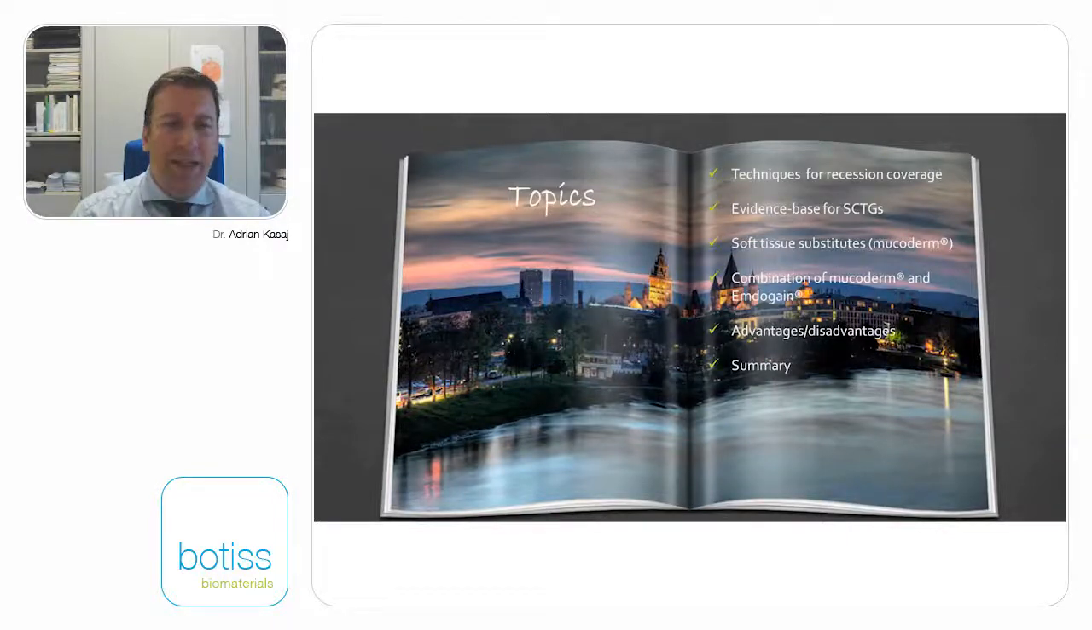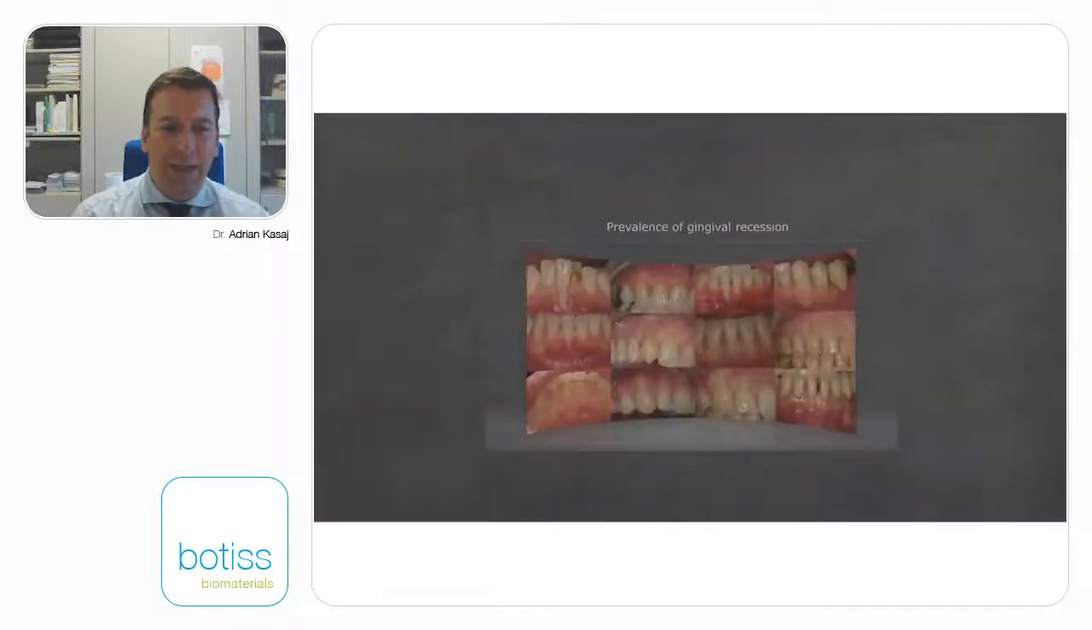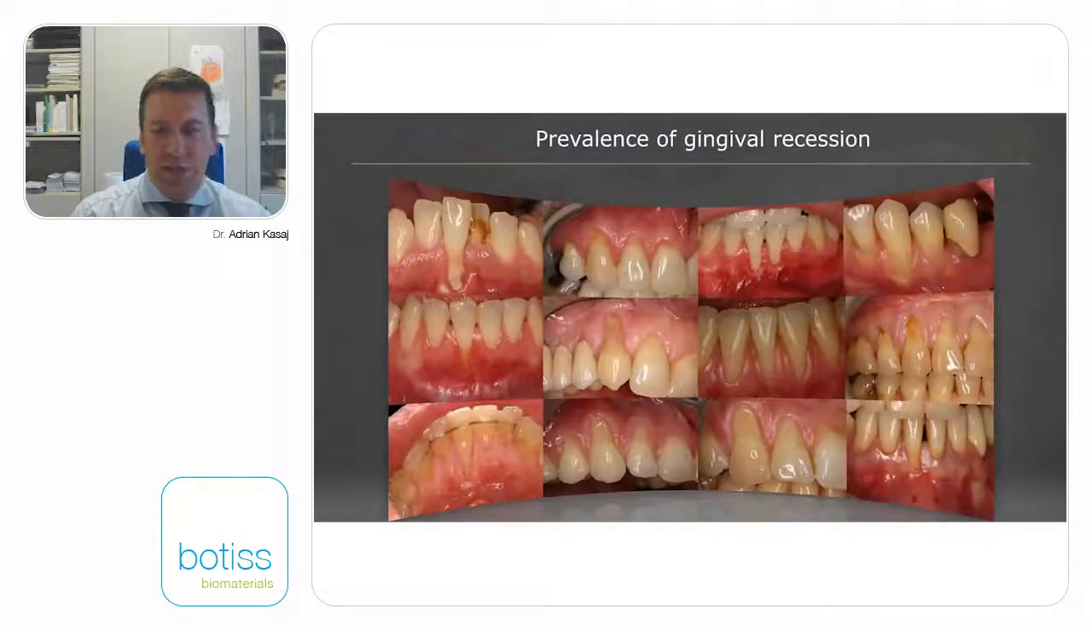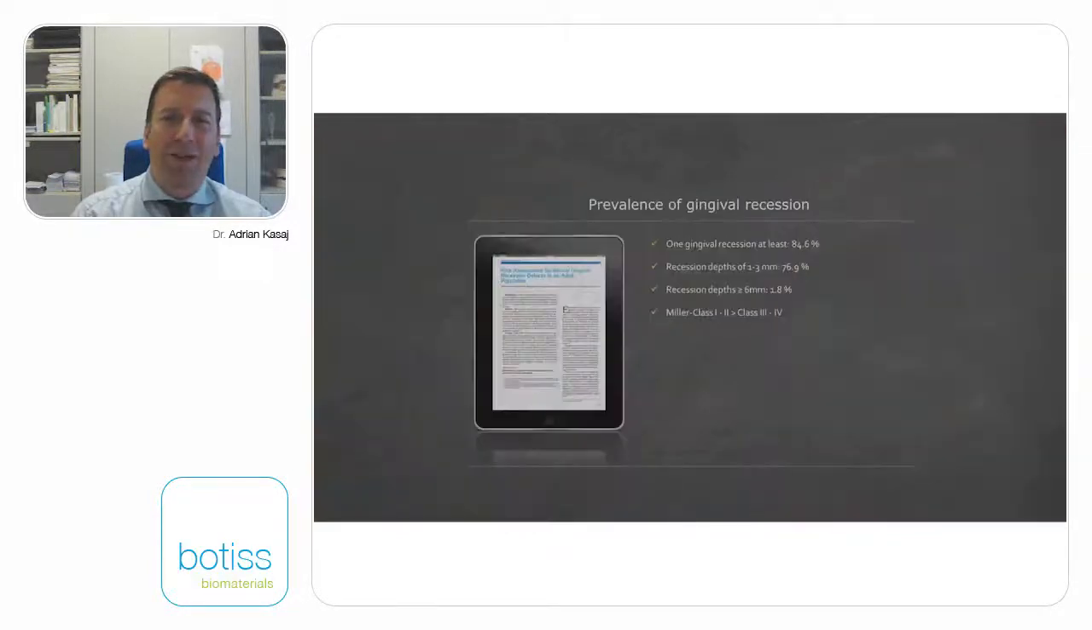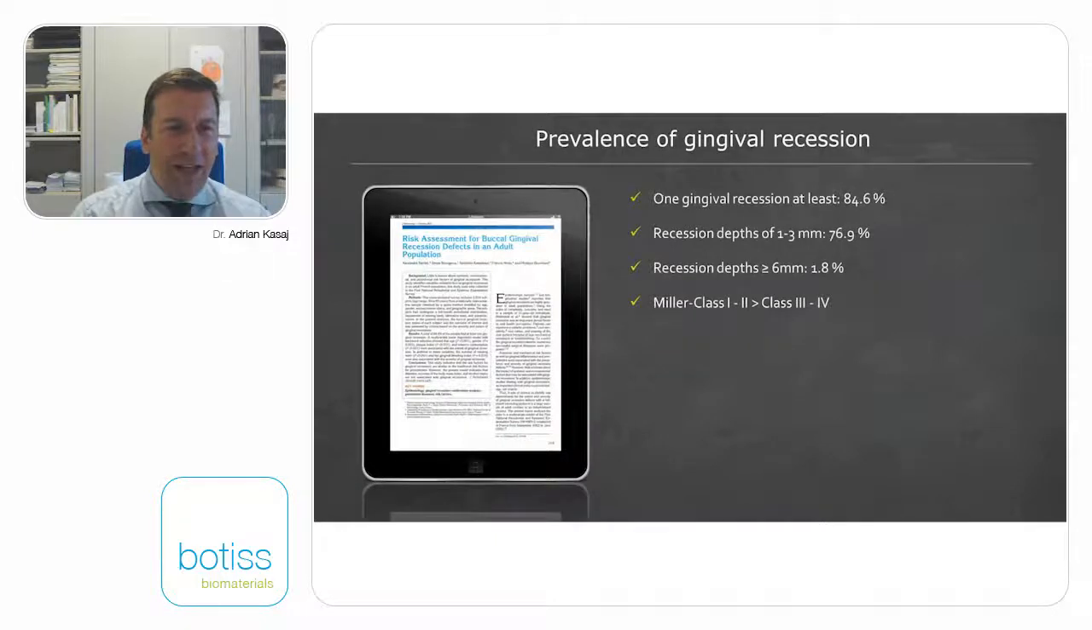For sure, we all have this kind of recessions in our daily practice. So you see single gingival recession, multiple recessions on the vestibular side, but also on the palatal and lingual side. If we take a look at data about the prevalence of gingival recession, we have a study from Safati published in 2010, looking at more than 2,000 subjects. And they showed actually that almost 85% of all these subjects exhibited at least one gingival recession. Most of them had a vertical dimension of 1 to 3 millimeters.